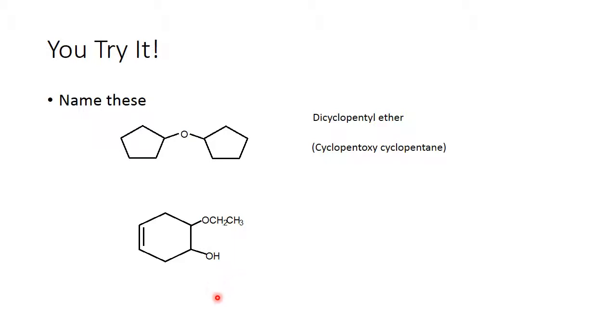To name this group, I find the principal chain is going to be this cyclohexenol. So it's going to be a cyclohexenol. The number 1 carbon will be where the alcohol group is because it has priority over the ene. So this is 1, 2, 3. So it's going to be 3-cyclohexenol. 4, 5, 6 is where the ethoxy group is. So this is going to be 6-ethoxy-3-cyclohexenol. Hexenol, I'm sorry.